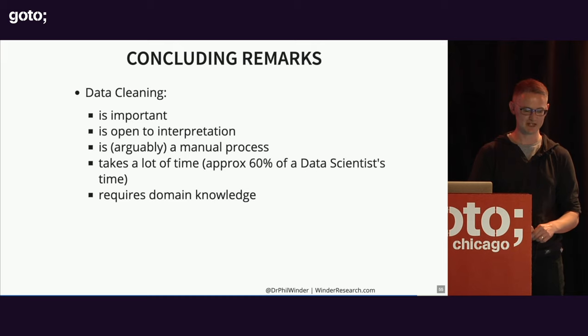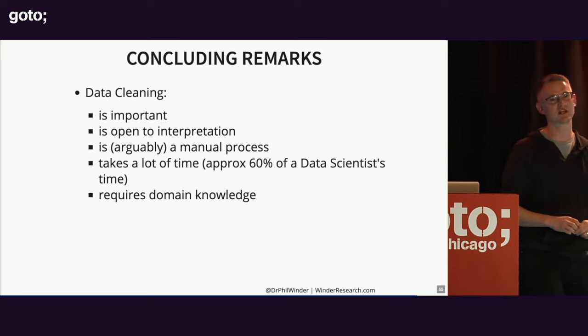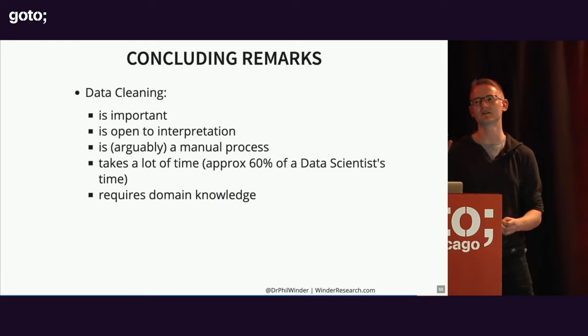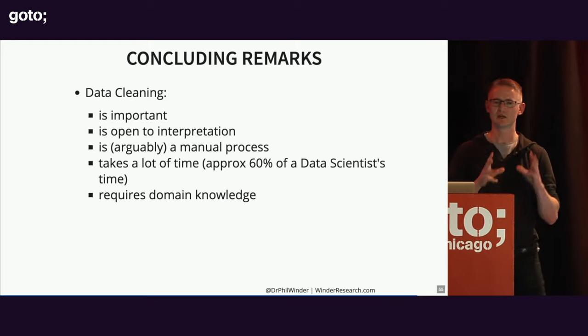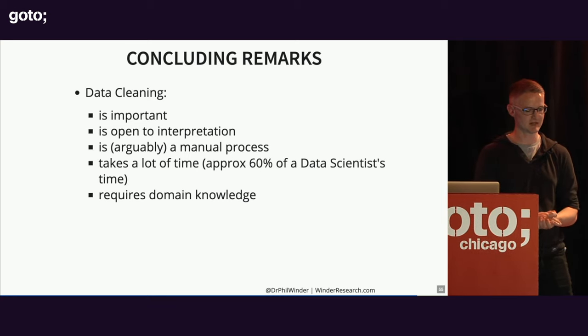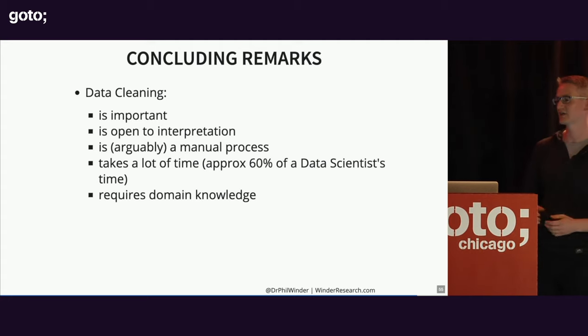It's open to interpretation, which is one of the reasons why it's quite hard to automate entirely, but it can be done. But I would always recommend going through it manually, visualizing it, getting your hands dirty with the raw material before you start doing the automation. And one of the main reasons to do that is because of all the domain knowledge that can be gained from looking at this raw data.